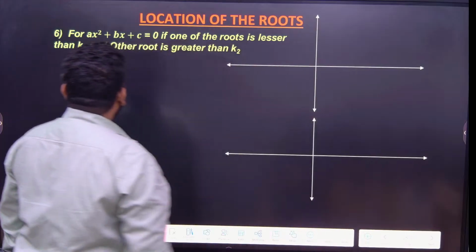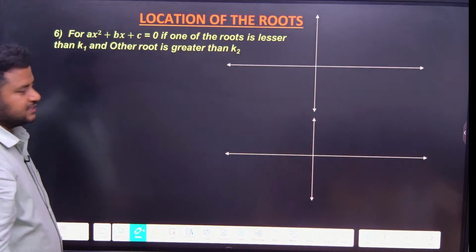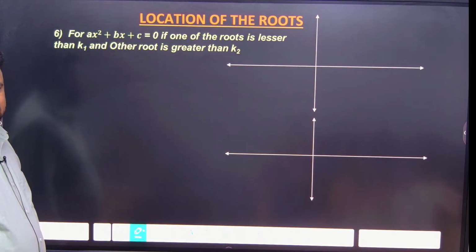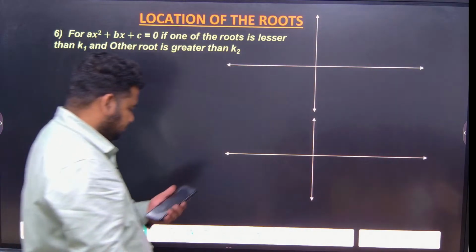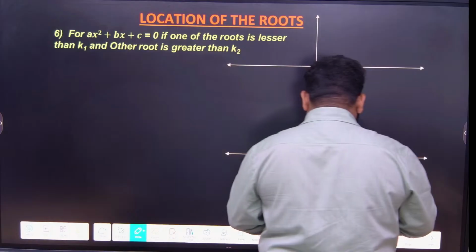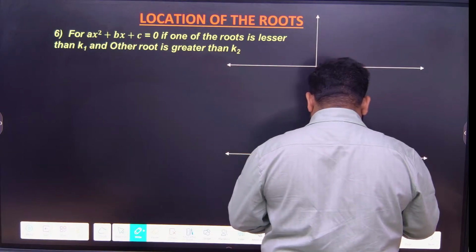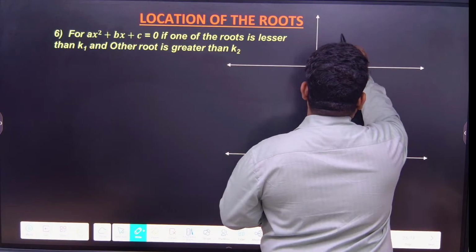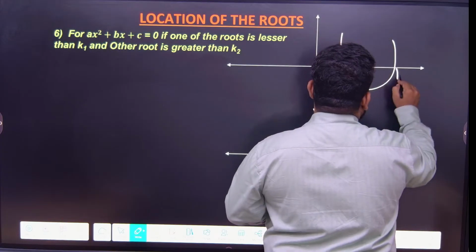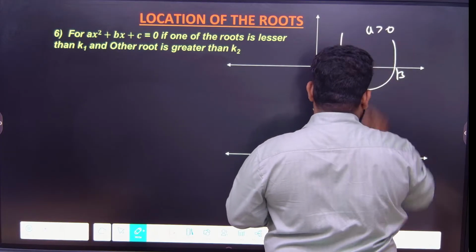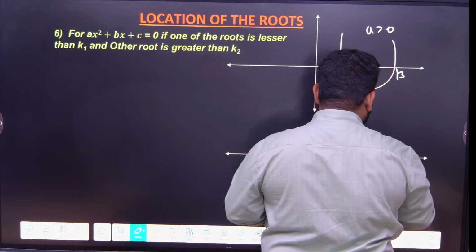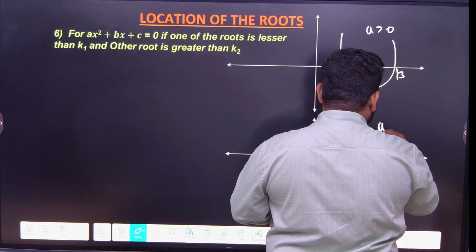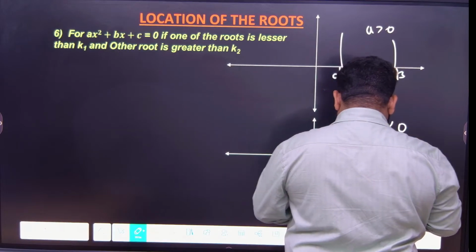So if one of the roots is lesser than k1 and the other root is greater than k2, one of the roots is lesser than k1, another root is greater than k2. Okay, this is what they are telling. So alpha beta is less than 0.